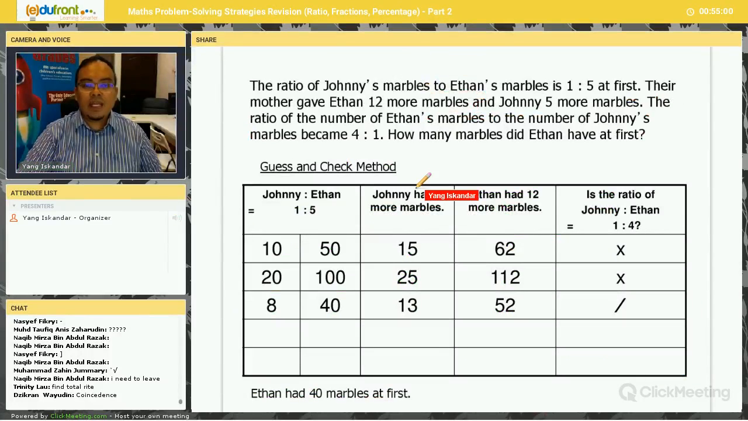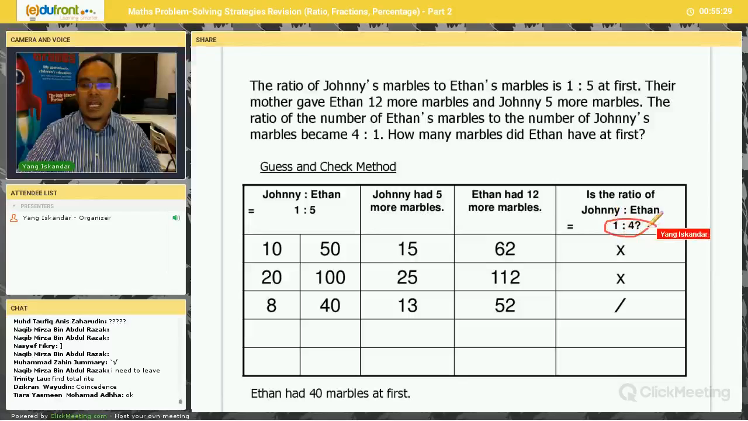Now let's take a look. You may use the guess and check method again. Remember the ratio in the beginning is 1:5. So 1:5 multiplied by 10 gives you 10:50. If Johnny had 5 more marbles, you add 5. Ethan had 12 more marbles, you add 12 to 50. And you can see here 15:62. Now, does it meet the end ratio? It doesn't, right?